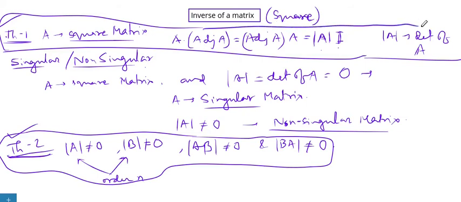So these two theorems would be very helpful in finding the inverse of a matrix. Then we would learn about a third theorem that is also a very important theorem on this singularity and non-singularity. Now see the third theorem.